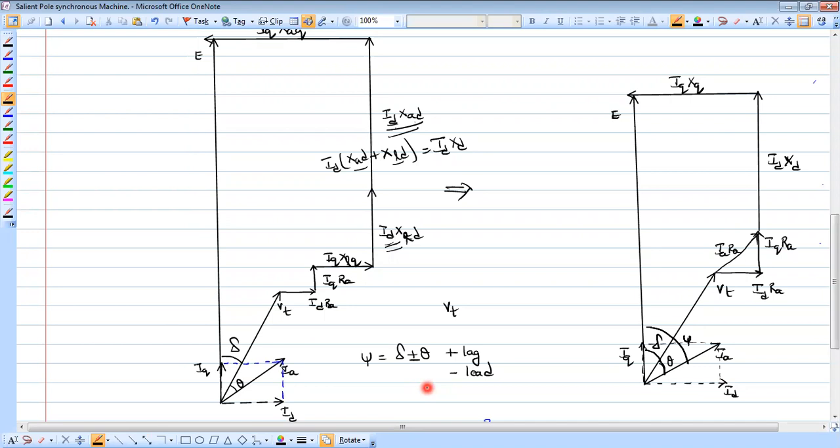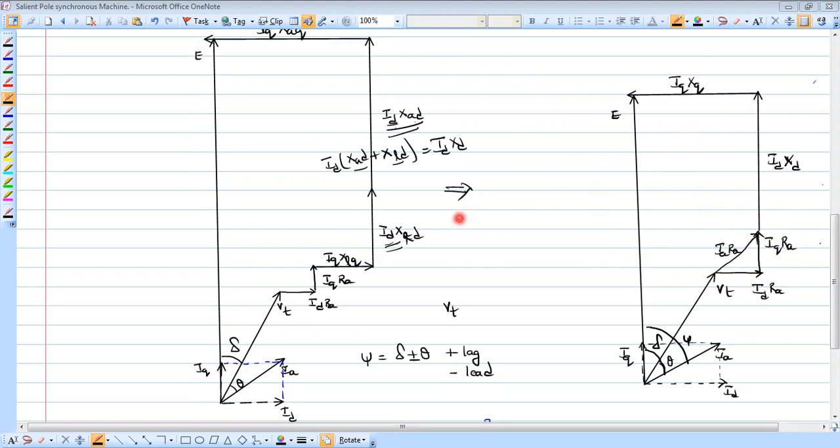Is there any doubt regarding this? If it is clear, I'll proceed further. No doubts, right? Can I proceed? Okay. Let us proceed with further analysis.